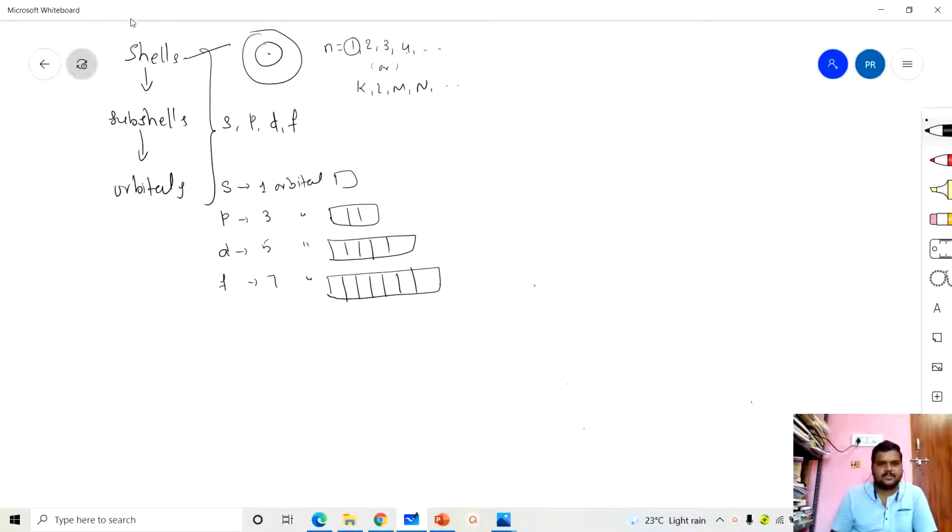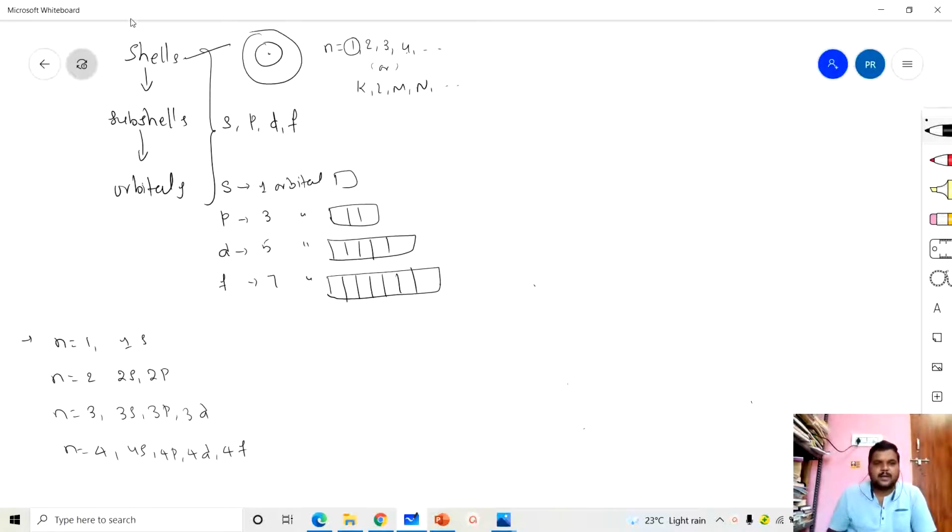Another thing we have seen: n equal to 1 means 1s, n equal to 2 means 2s, 2p, n equal to 3 means 3s, 3p, 3d, n equal to 4 means 4s, 4p, 4d, 4f.